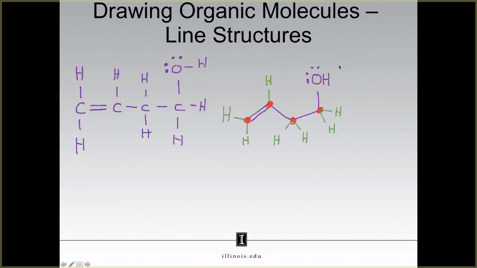To recap the basics of line structures, in a line structure, every intersection, every vertex, every corner, whatever description works best for you, corresponds to a carbon atom. You can see that via the red dots on this line structure. Every line connecting one atom to another atom is a bond. More lines means more bonds. 1 line is a single bond, 2 lines is a double bond, 3 lines is a triple bond. In a line structure, the hydrogen atoms attached to carbon atoms are implicit. They are not drawn. That doesn't mean they are not there.